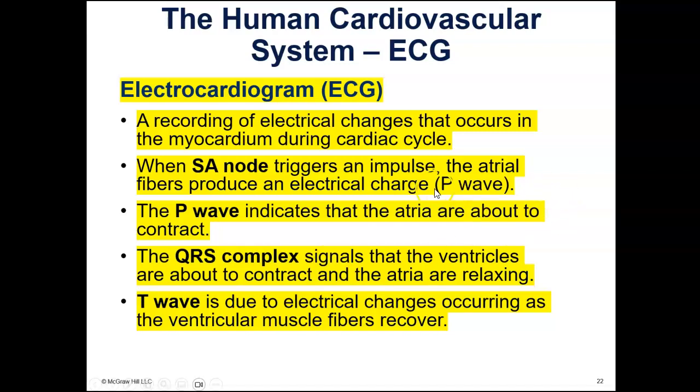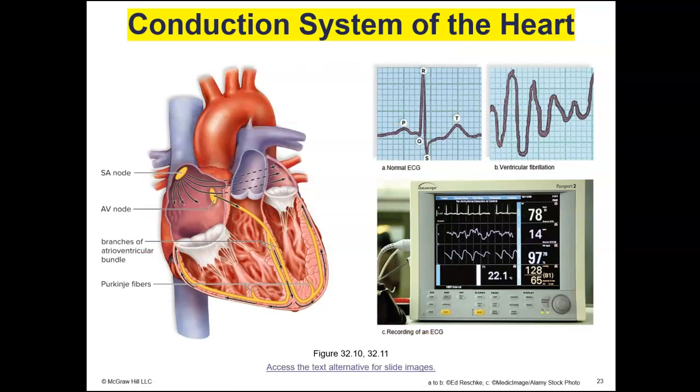The first little peak is called the P wave, and when you see that wave on the ECG, the atria are about to contract. So it triggers atrial contraction. And then the QRS complex, which is the large peak that you see on an ECG, signals that the ventricles are about to contract. And the T wave, which comes after the QRS complex, signals that the ventricles are relaxing.